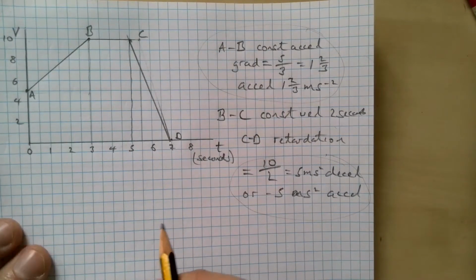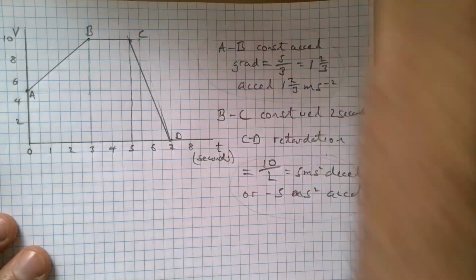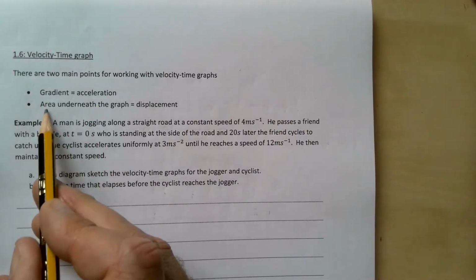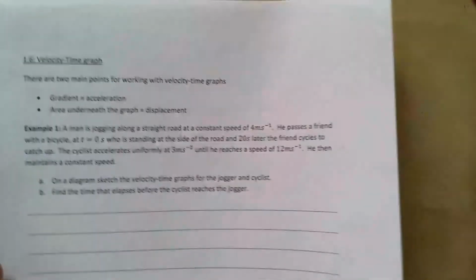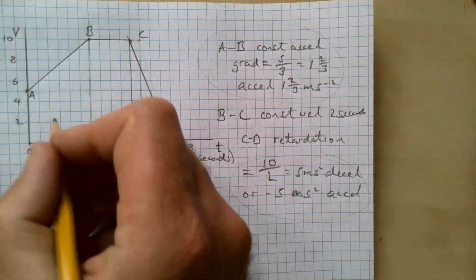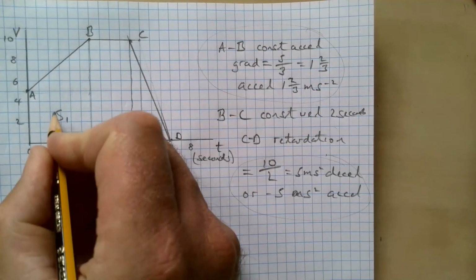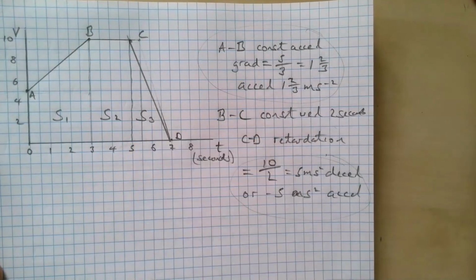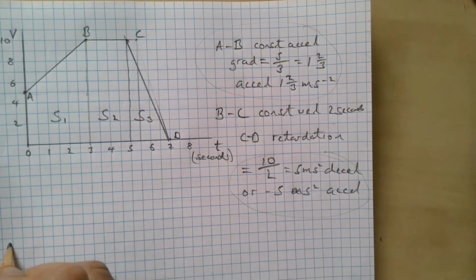What we're going to do is find the distance travelled, the other piece of information. So we have 2 main pieces of information which we've used. Let's go back to them. Gradient is acceleration, area under graph is displacement, so we're going to be working out our displacement. So we're going to try and find the area of this. We're calling that S1, displacement 1, displacement 2 and displacement 3.